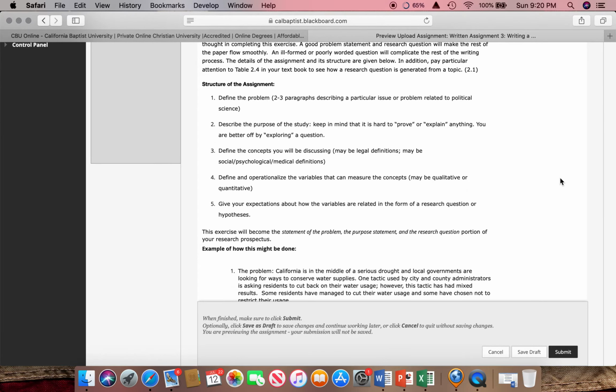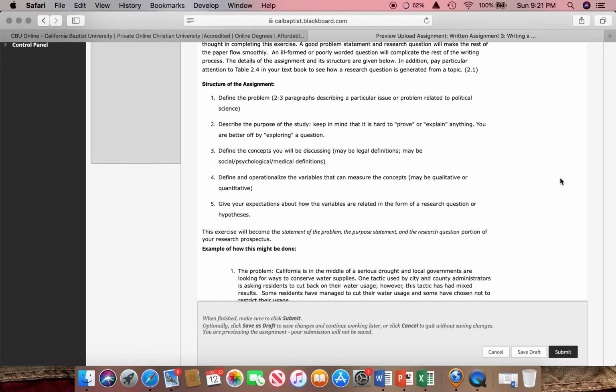So here we go. The structure of the assignment. I want you to define the problem. Why are you doing this study? Describe the purpose of the study. Keep in mind it is hard to prove or explain. Very rarely will we ever be able to prove or explain anything.